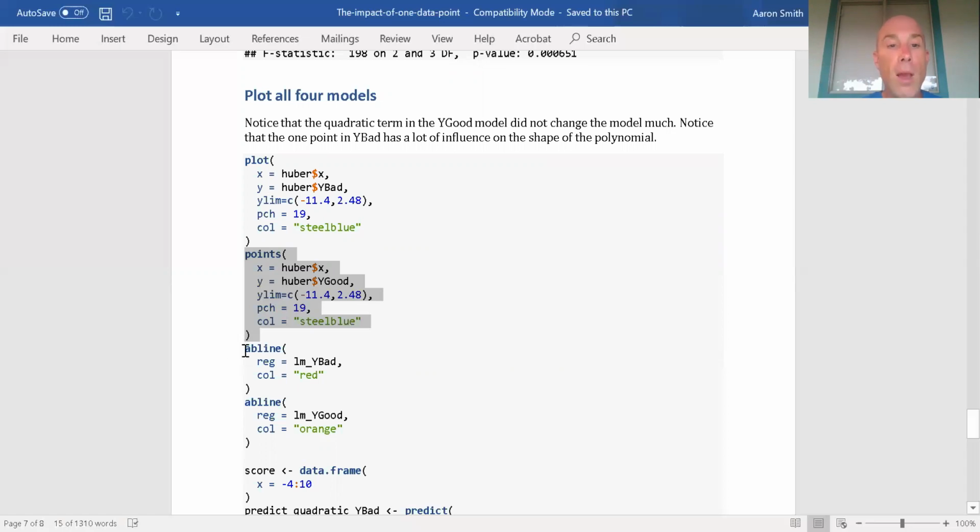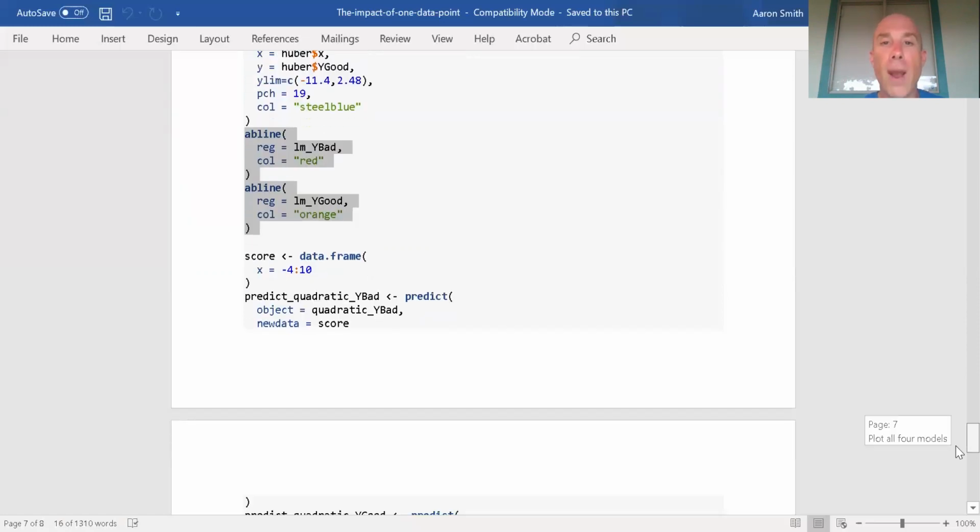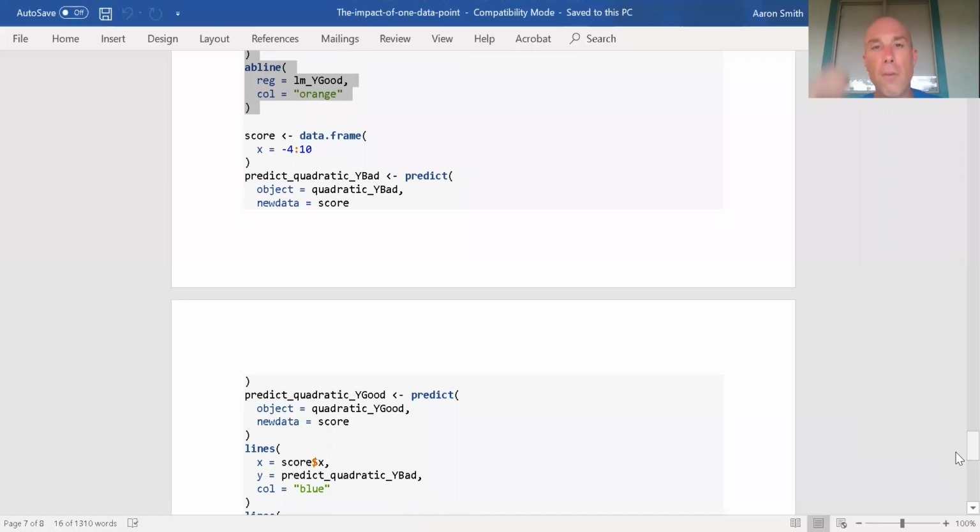Now for abline, I'm just taking the regression models. Now, when it comes to the quadratic models, R really doesn't support quadratic models that well, honestly. That should be a sign that they're really not that used.